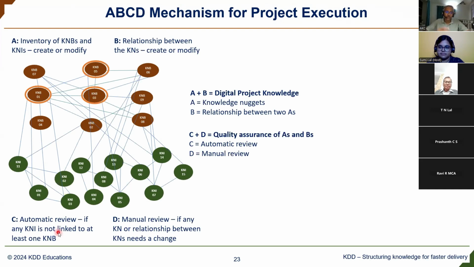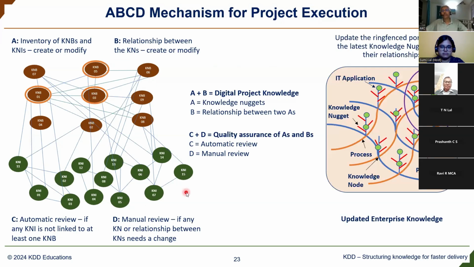In fact, a lot of things will automatically come based on how this change has happened. The AKM will flag it saying this is inconsistent, you need to do something if you missed out. But of course you can do the manual review, and once all of this is done, then you put it back into the enterprise knowledge.